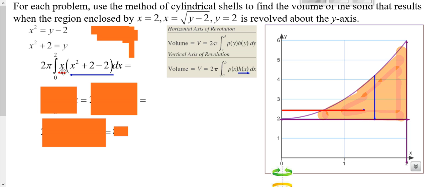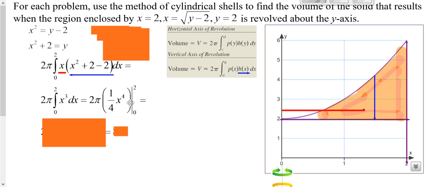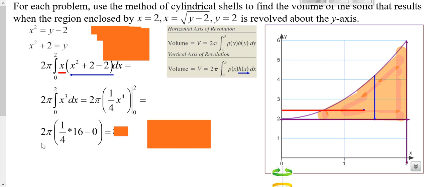So we'd have an x times an x squared, which is your x cubed, and that's easy to integrate. Then it's easy to evaluate. Remember to plug this in, times it by the 2, and in this case we get 8 pi.